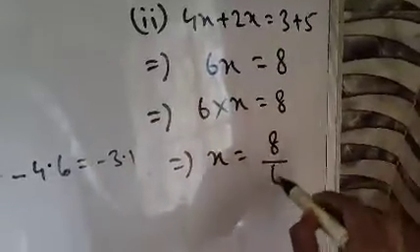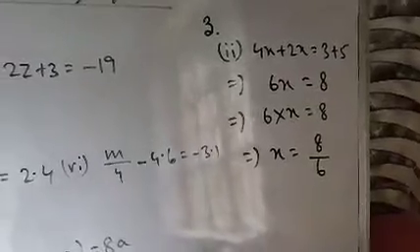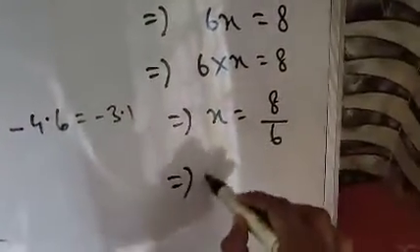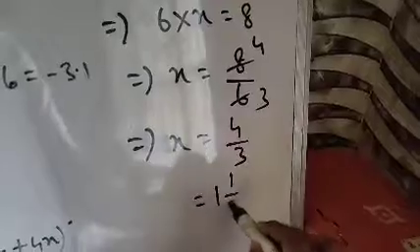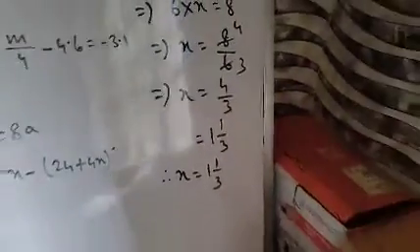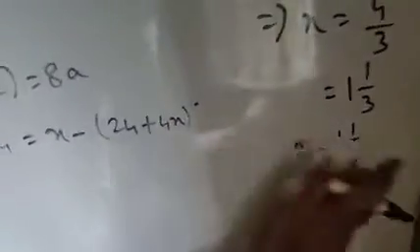It will be 8 by 6, because the 6 is multiplied, so after transferring it will be in the denominator because the 6 will be divided. So x will be reduced: 2 fours are 8, 2 threes are 6, so 4 by 3. That means 1 and 1 by 3. X is 1 and 1 by 3.